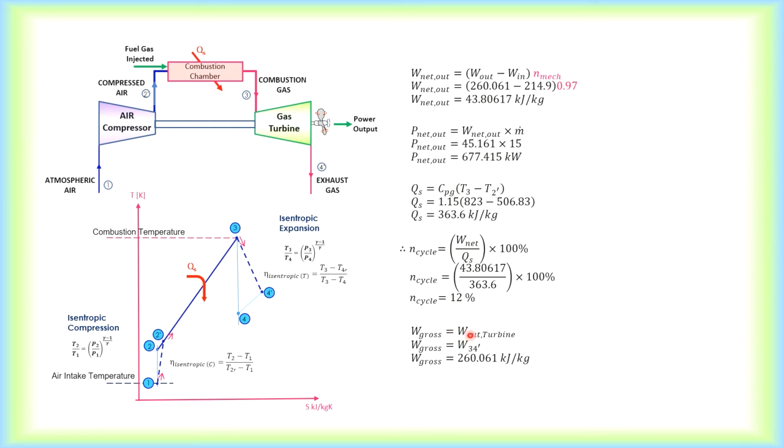Now gross work, that is the turbine work, remember. So work ratio is net work over gross work. So this will be the work ratio, which is lower than the previous one as well. The previous one was 0.18, the previous efficiency was 18%. This is 12%. So this is considerably low.